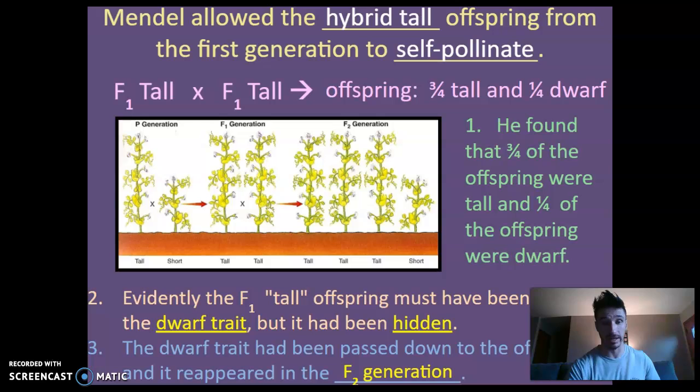to self-pollinate. Keep in mind, these P generation plants, this tall and this short one, this dwarf one, are true breeding. If they're allowed to self-pollinate, they will make identical copies. But because we mixed the dwarf and the tall, these plants, when allowed to self-pollinate, which is what happened in Mendel's experiment, are not true breeding. Notice that 1/4 of the time they produced a short offspring, an offspring not identical to them.